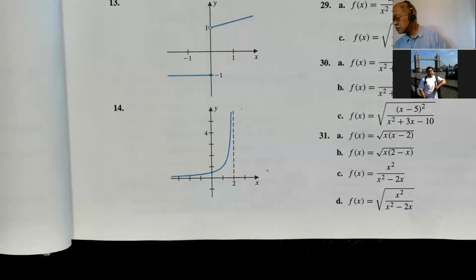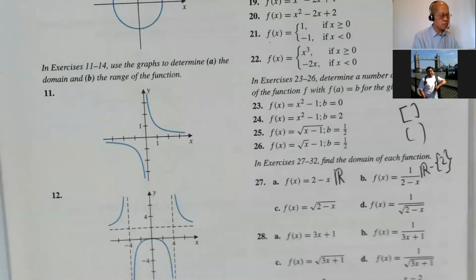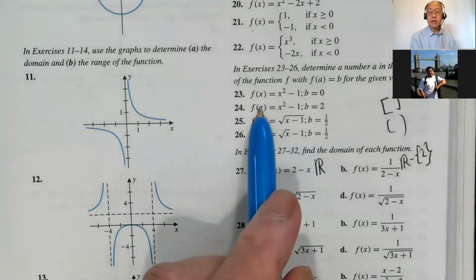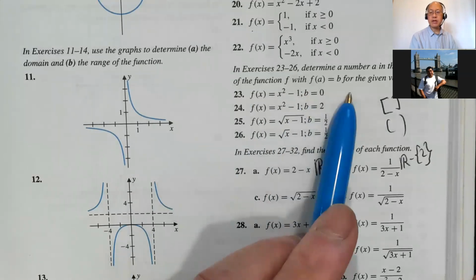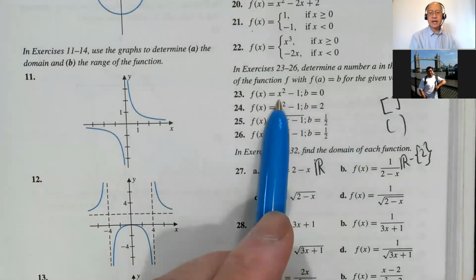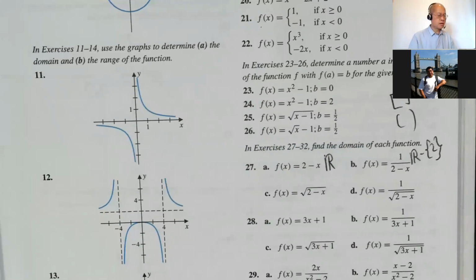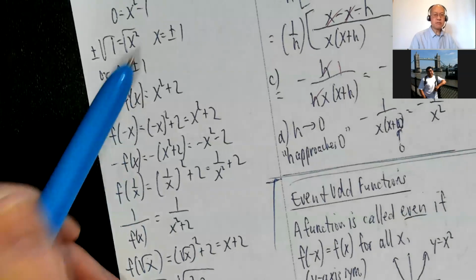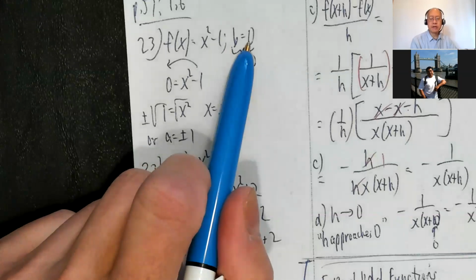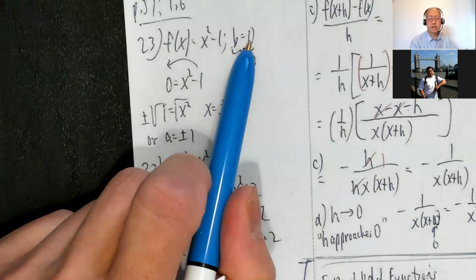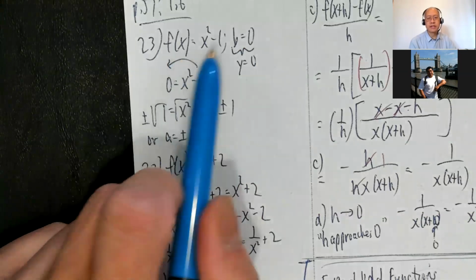Right, so that's the way that one goes. Okay, let me go on and do a lot more problems. 23, what are they talking about? Determine a number a in the domain of the function with f of a equal b for the given value of b. Basically saying, let this equal this. Let x squared minus 1 equal 0. F of x equals x squared minus 1. B equals 0. It really means let y equals 0. We're just saying it in a very convoluted way. So 0 is the b.